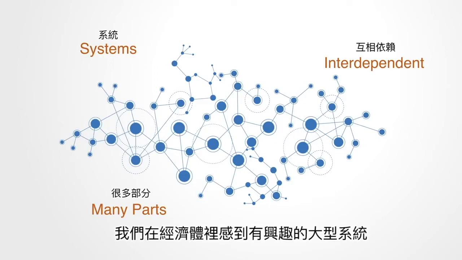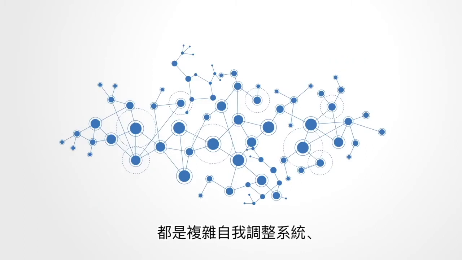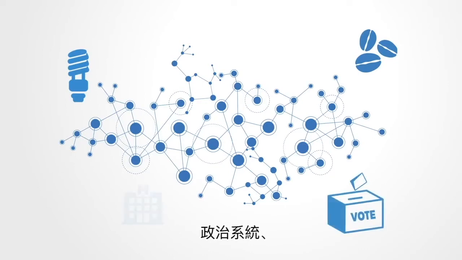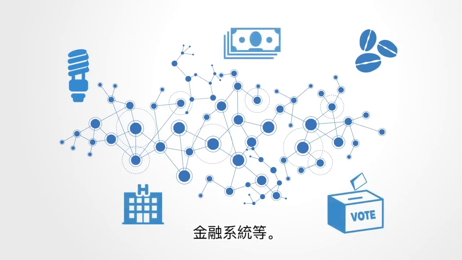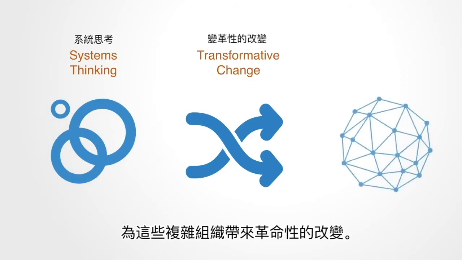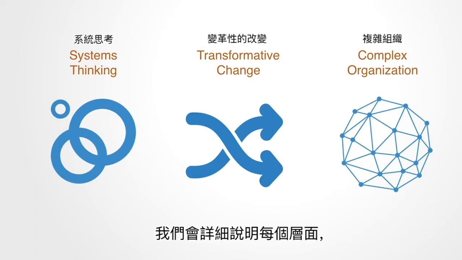All of the large-scale systems we are interested in are complex adaptive systems: our economy, food systems, energy systems, political systems, health systems, financial systems, etc. So, systems innovation is about using systems thinking to enable transformative change within these complex organizations. In this section, we will elaborate on each aspect of this so as to get a high-level overview of what we mean by this term systems innovation.